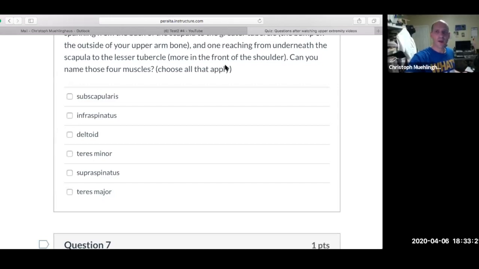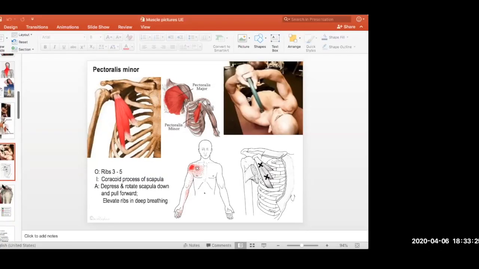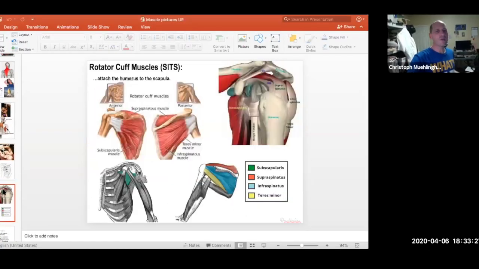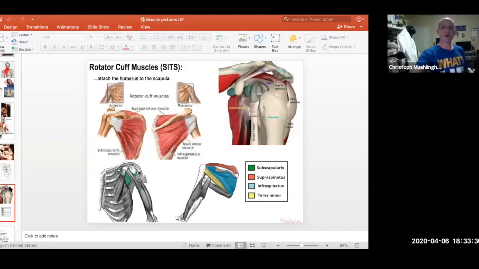Those are cool. Have you ever heard of frozen shoulder syndrome? So some people, all of a sudden, you're young, and when you get older, they can't move their shoulder around. It's stuck. And a lot of times, one of those muscles gets messed up.